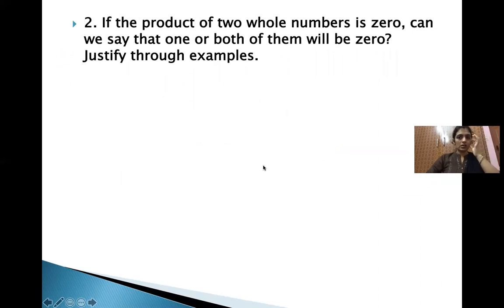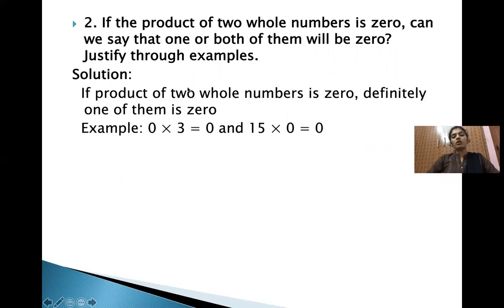Now next is, if product of two whole number is 0, can we say that one or both of them will be 0? Justify through examples. Let's see an example. If product of two whole number is 0, then definitely one of them should be 0. So if one number is 0, here we take 0 into 3. If we multiply some number with 0, we got 0. Similarly, we can check with other numbers also.